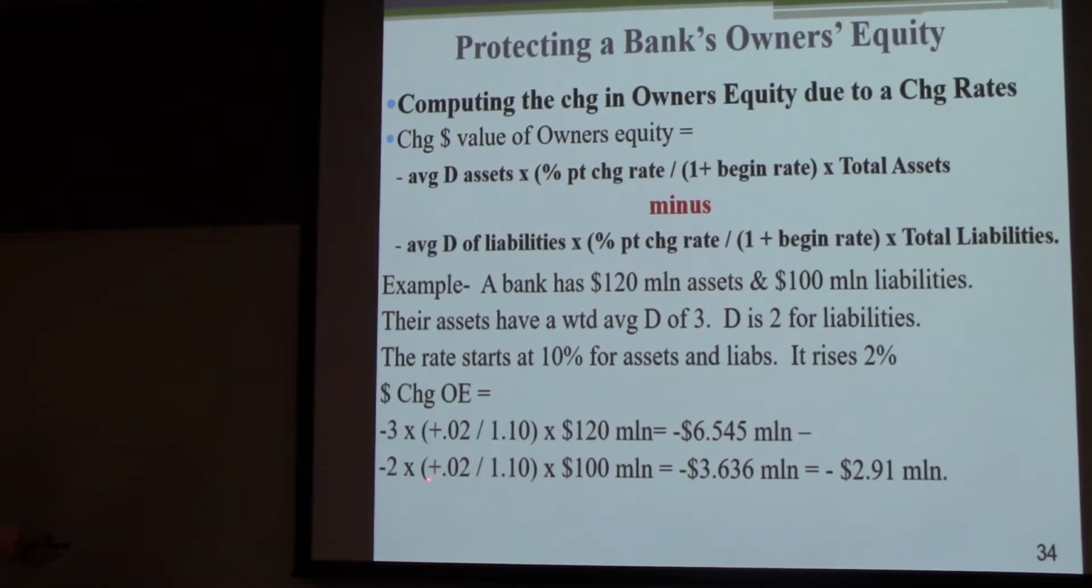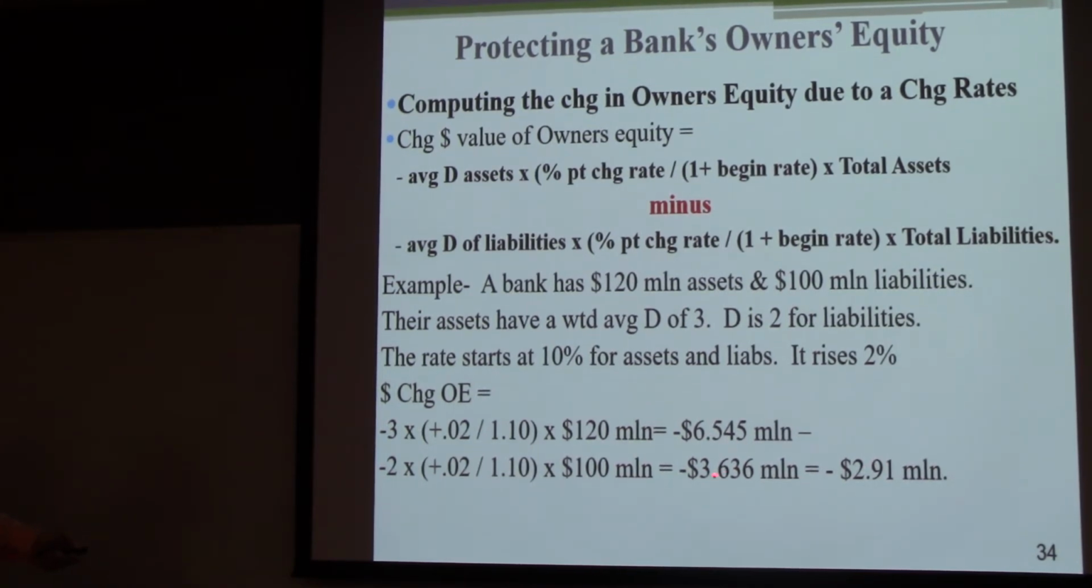Now we're going to do the same calculation for liabilities. The opposite of 2 years times the 2 percentage point increase, divided by 1 plus the 10% beginning rate, times the 100 million, and we see that if interest rates go up 2%, liabilities go down 3.6 million. So if assets go down 6.5 million and liabilities go down 3.6 million, our net worth will go down by 6.5 minus 3.6, 2.9 million. Remember that our assets are going down, that's a bad thing.